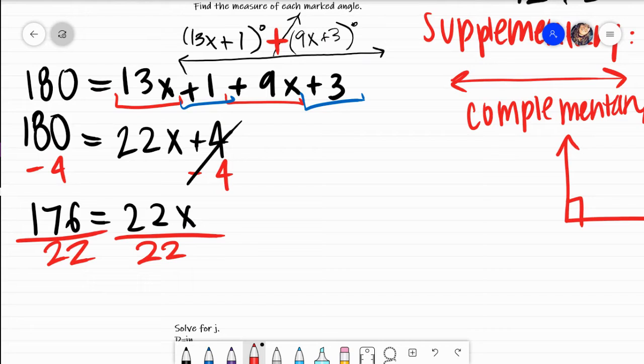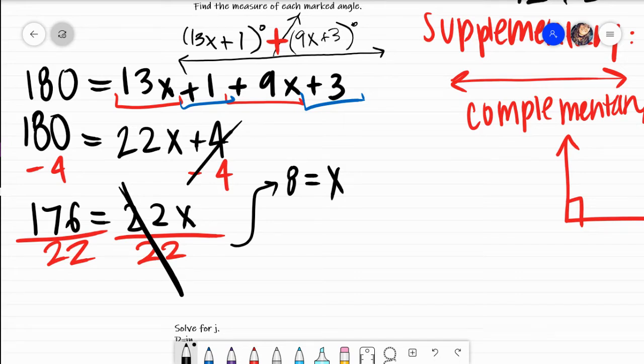Okay, and then let me go right here, y'all. 176 divided by 22 is 8, equals. Those right there, those cancel, right? 22 divided by 22, that equals 1. I did that on purpose. So, am I done with this problem? No, I'm not done with this problem.